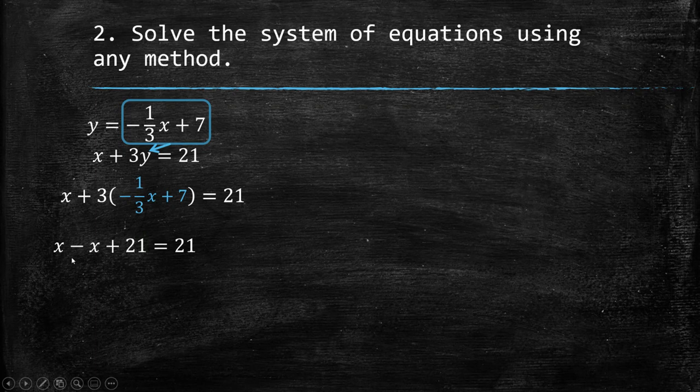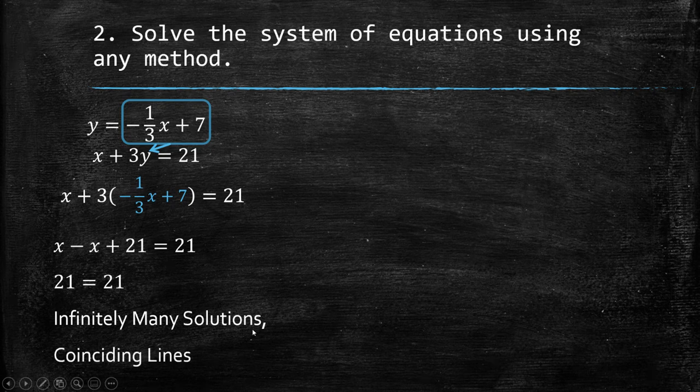Combining like terms, x minus x is 0. We're left with 21 equals 21, which is a true statement, and there's no variable anymore. There's infinitely many solutions, so these would be coinciding lines. The lines would intersect infinitely many times because they're actually equivalent equations. Any xy pair that satisfies the first equation also satisfies the second equation.